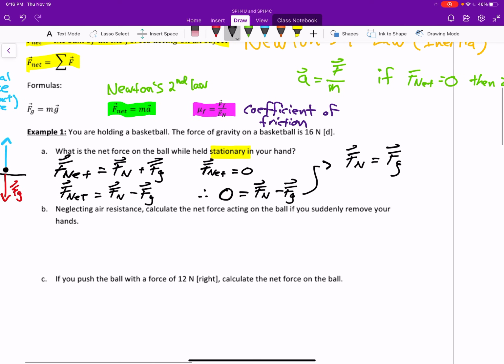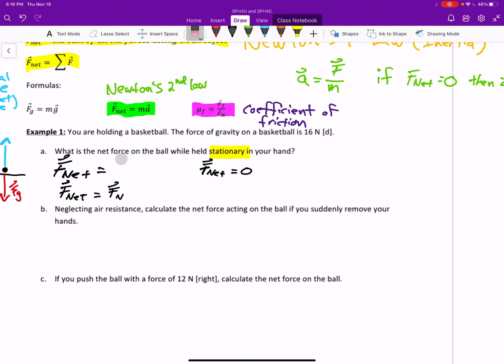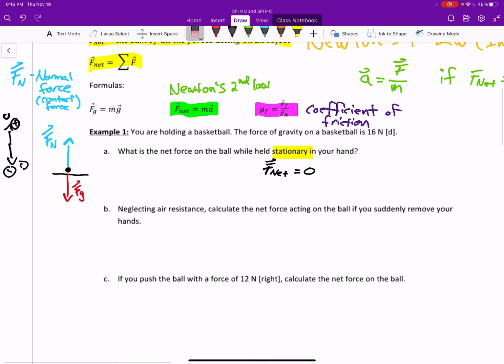Oh, on the ball, so move your hands. I think I'm jumping ahead here. I think all I needed to say was that the net force was 0. I'm so sorry, I'm getting ahead because it wasn't even asking me for the normal. But it's stationary, so we know that the net force is 0. I'm going to get to the normal force in a second. I think I jumped the gun a little bit. Sorry. Anyways, it's fine for now, but the net force is just 0 because it's stationary.